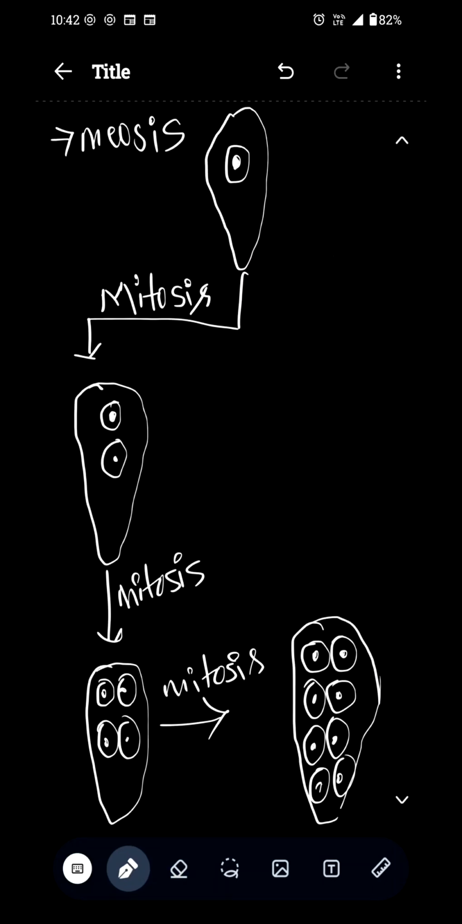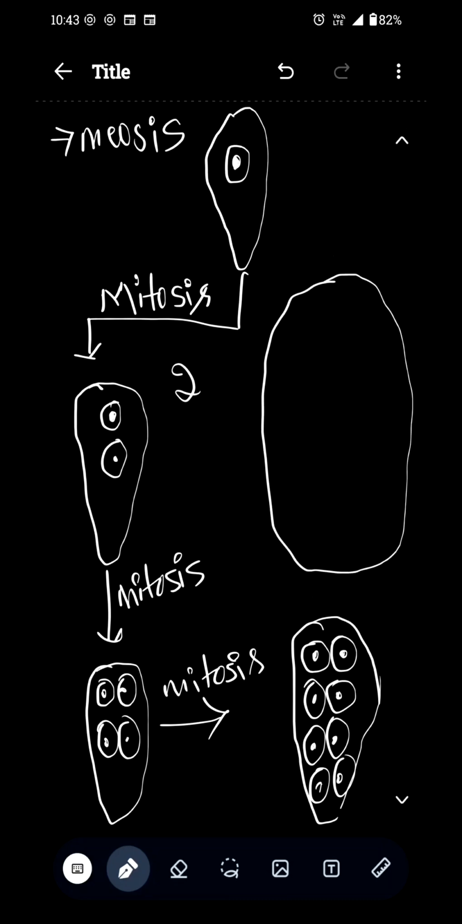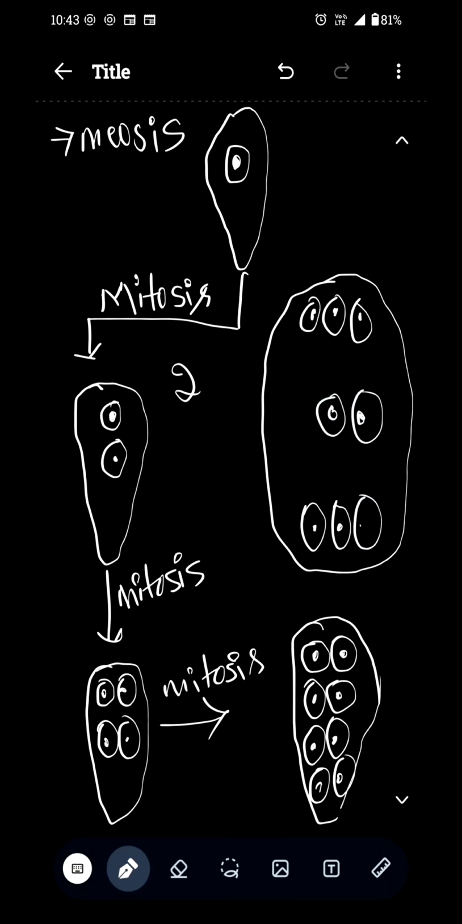I hope you will understand here. That functional megaspore will undergo mitosis, so one will become 2. Next, once again it will undergo mitosis, so 2 will become 4, that is double, right? And with 4, another mitosis will take place, which will become 8 cells. In these 8 cells, 3 cells will go to one end, another 3 cells will go to the other end, and 2 cells will remain in the middle.